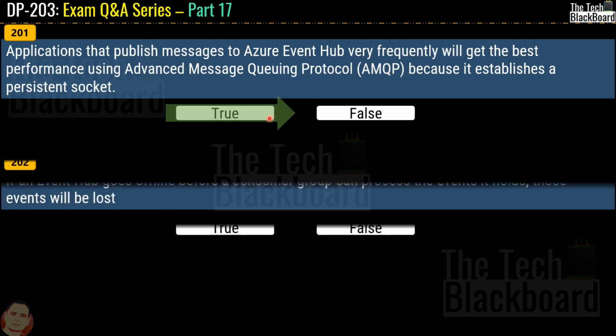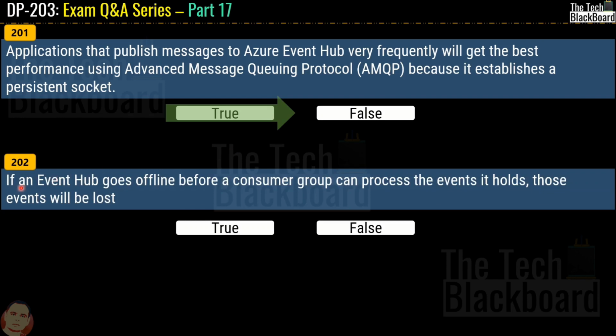Now coming to question number 202, the question says that if an event hub goes offline before a consumer group can process the events it holds, those events will be lost. Is it a true statement or a false statement? My friends, this one is a false statement. Why? Because events are persistent. Each consumer group has its own cursor maintaining its position within the partition. The consumer groups can resume processing at their cursor position when the event hub is available again.